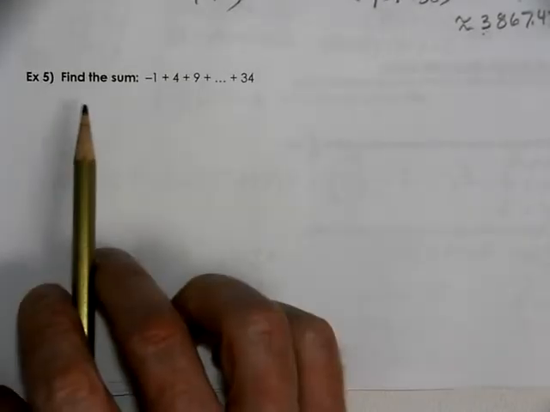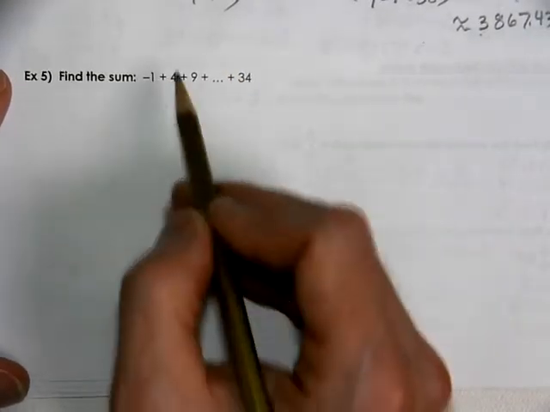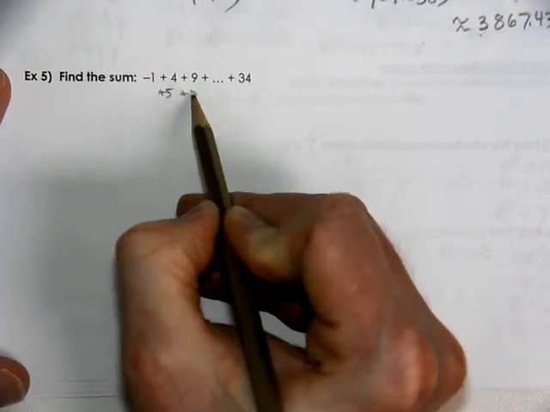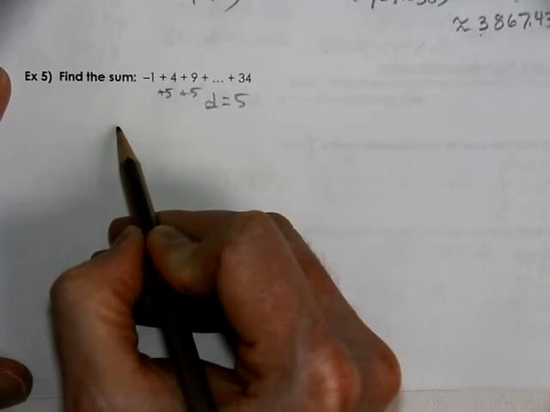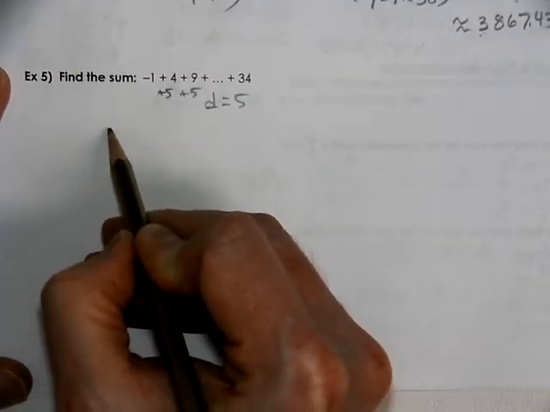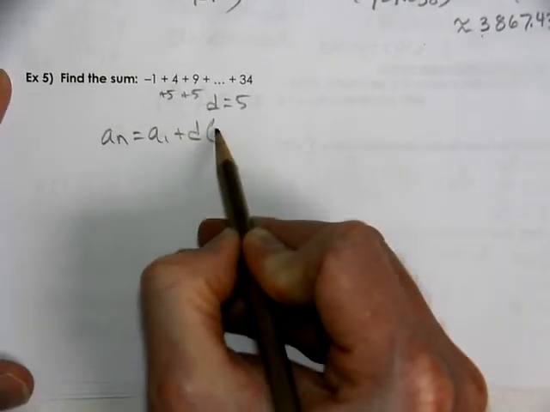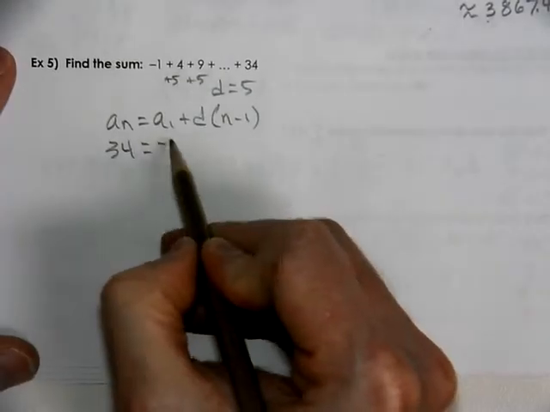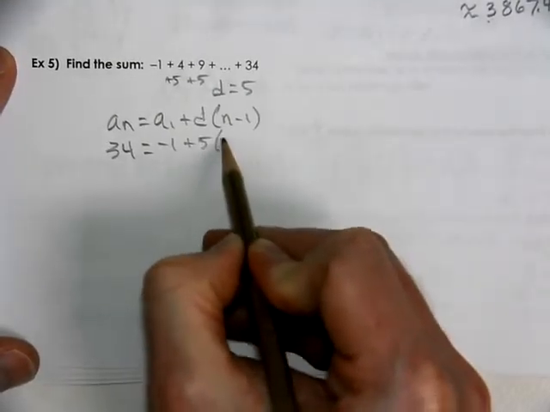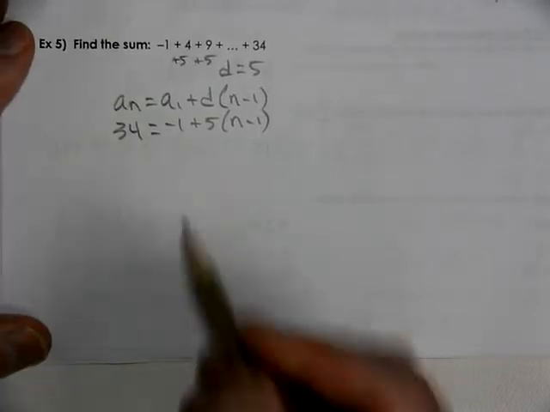All right, last one. Find the sum. Well, looks like we're going up by five, going up by five, so d equals five. A of n equals A of 1 plus d times n minus 1. We know our last term is 34. Our first term is negative 1. Our d is 5. What we don't know is how many terms there are.